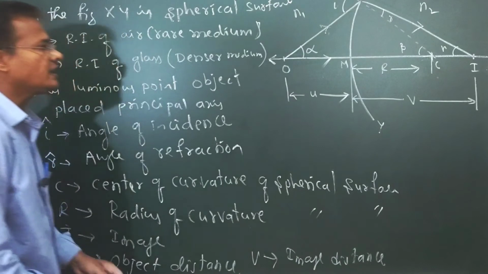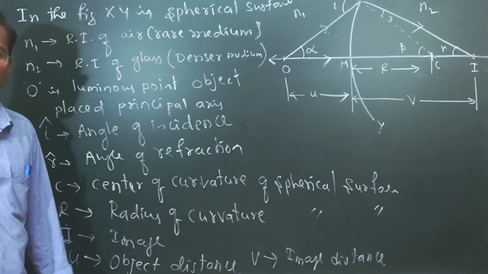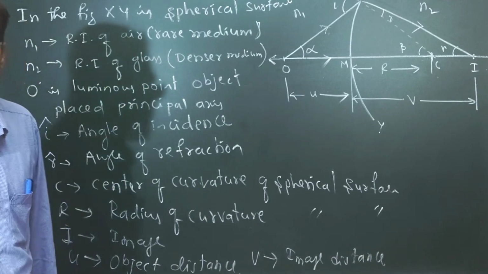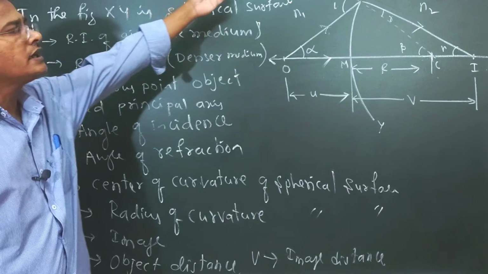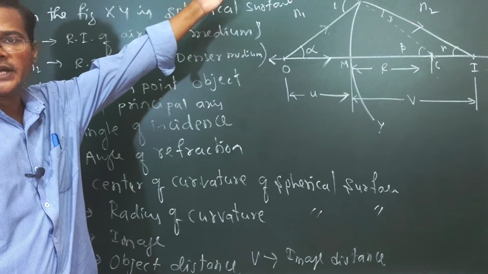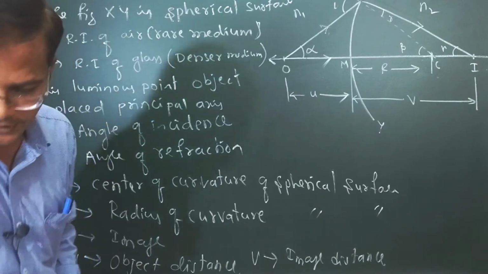Okay, so this is the explanation of this diagram. So now we are going to calculate, or we are deriving, the relation that is connecting n, u, v and R.